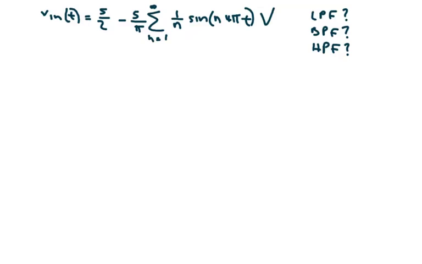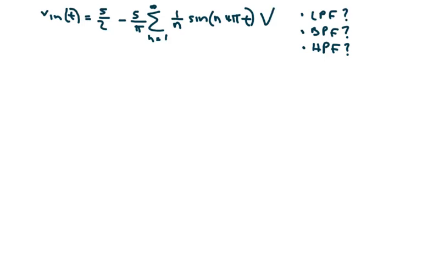Okay, for this problem, we're looking at a Fourier series representation of a periodic input voltage, given by the equation Vin(t). What we want to know is what is the output with this input when it is applied to an ideal low-pass filter, an ideal band-pass filter, and an ideal high-pass filter. So what we want to do is start with some observations.